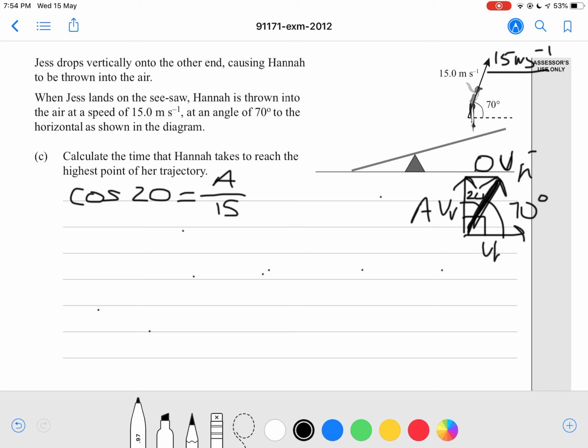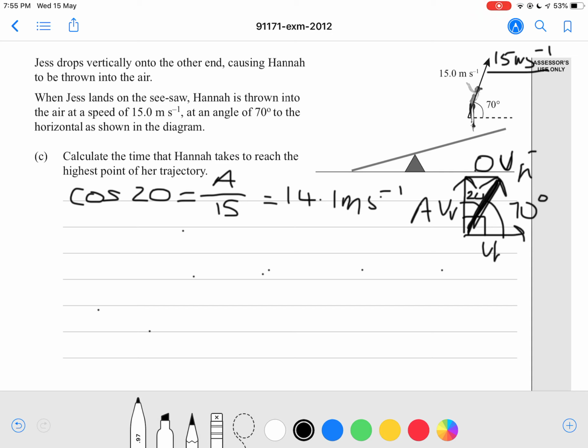You move the 15 to the other side, so it's now cos 20 multiplied by 15. So you have cos 20 times 15, and that actually gives you 14.1 meters per second. Okay, so now you know that the initial vertical velocity is 14.1 meters per second. It's obviously acting upwards, okay?